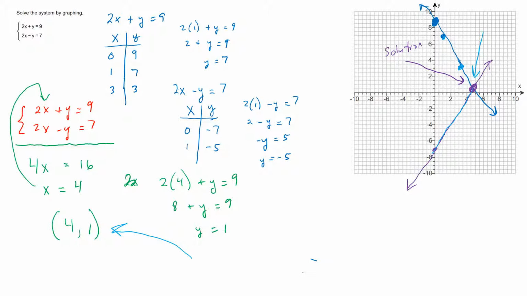Now, imagine if we had a system of equations where the solutions were like x equals 4.3 or something like that. When you do it by graphing using your eyes, it'd be very tough to see that.